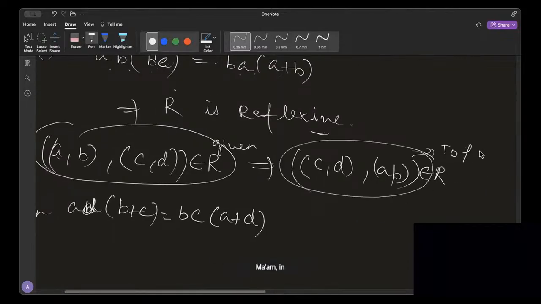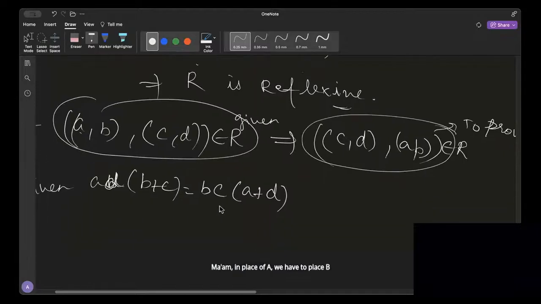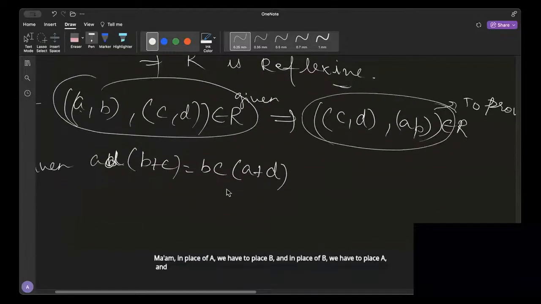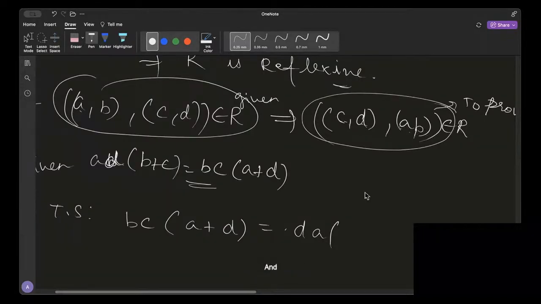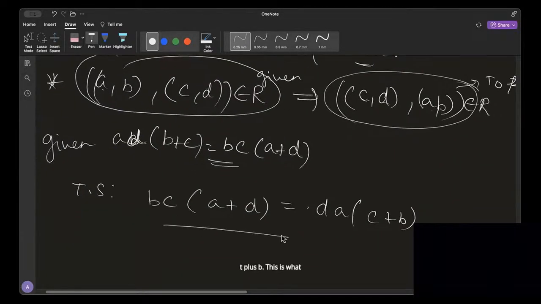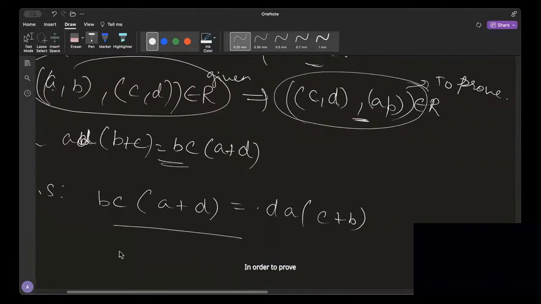Ma'am, in place of A, we have to place B, and in place of B, we have to place A, and reverse also in C and D. Just 1 second. This is given to you. And what do you have to show? So our to show is product of these two, BC, and the sum of the middle two, A plus D, should be equal to product of these two, DA, and sum of the outside ones, which is C plus D. This is what you have to show in order to prove this.